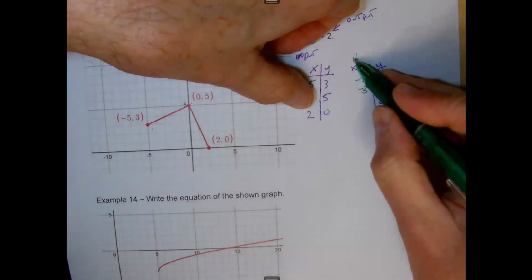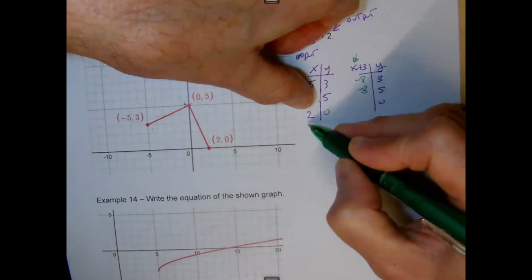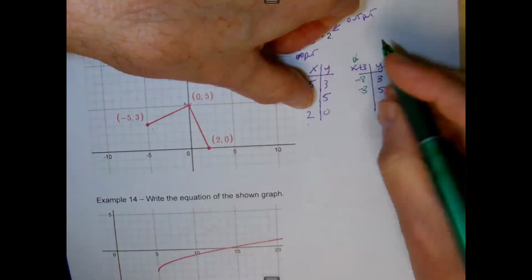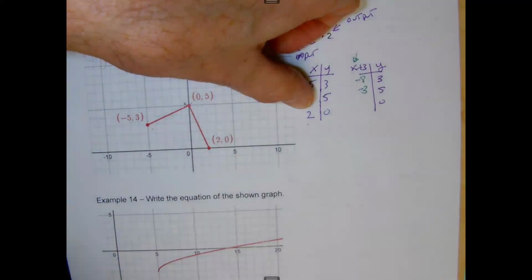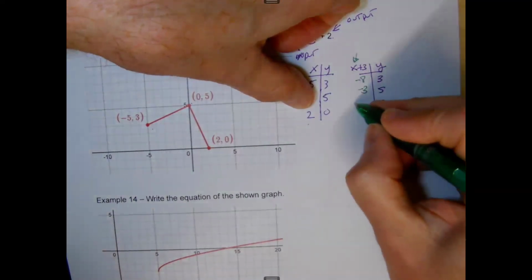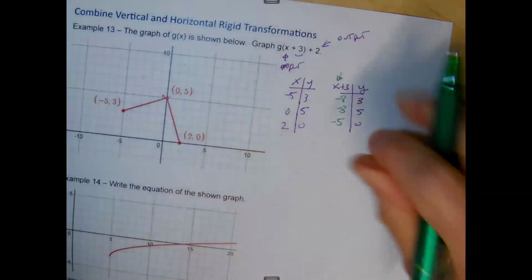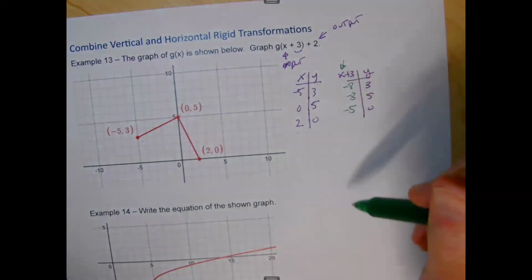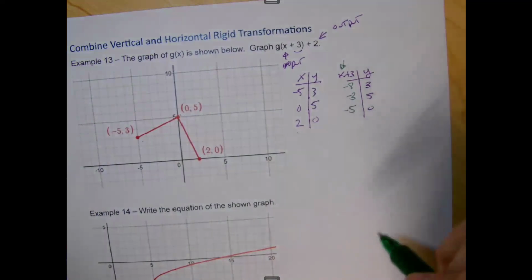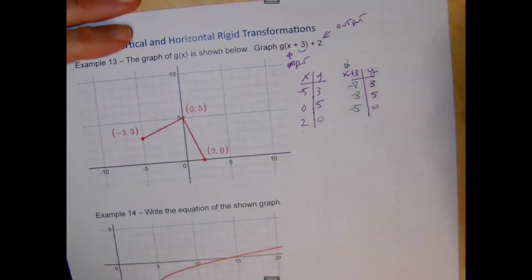What do I enter here to get a 2 when I add 3? I want a 2 back out, so let's enter a -5. So enter -5, and -5 plus 2 is 2. Yep, and that does work. Fantastic.